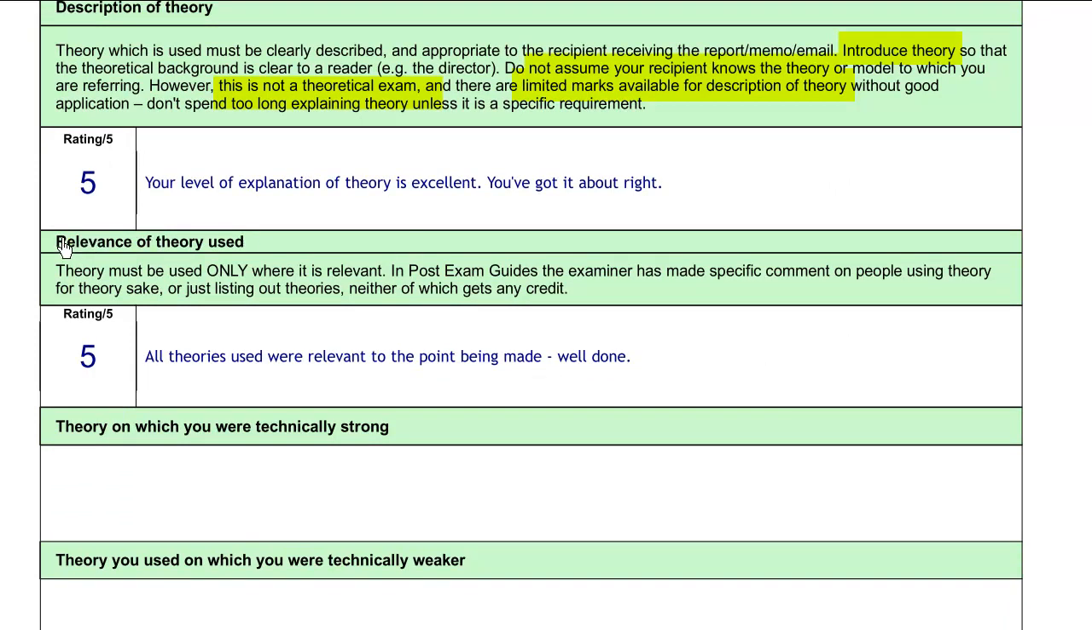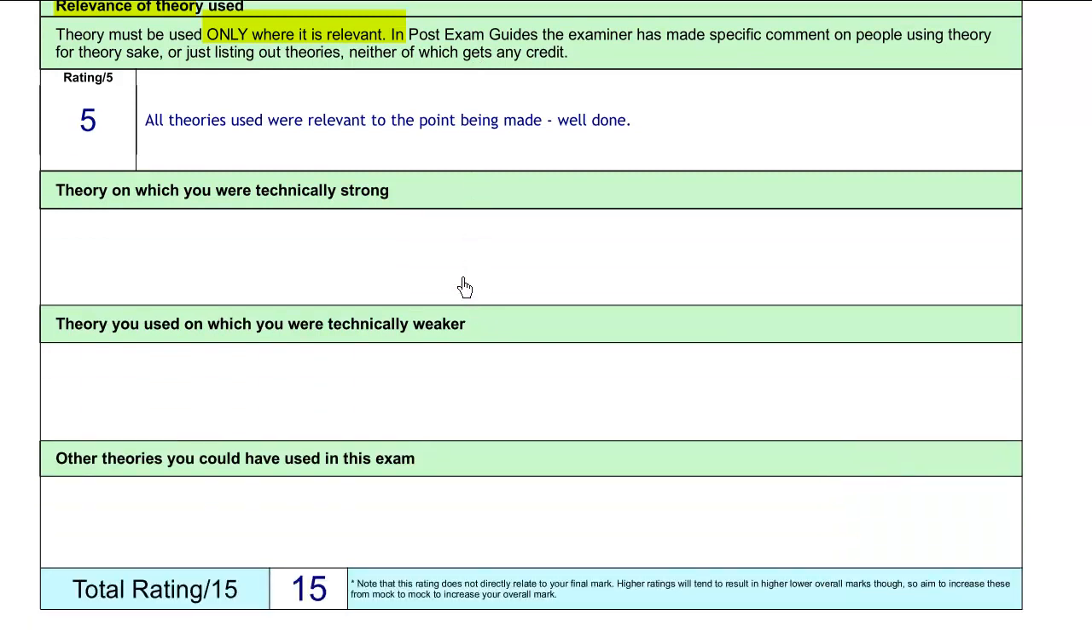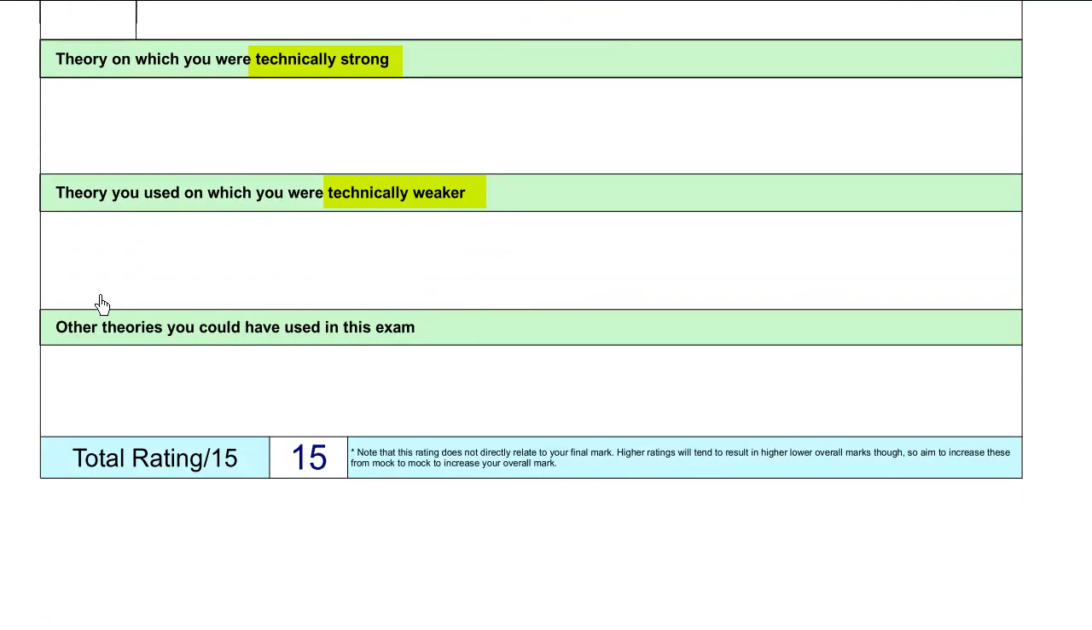Finally, it's the relevance of the theory. Only relevant theory will gain marks. And so are you picking up the right theory in the right ways? We will tell you on which theory you were technically strong and which ones you were actually weaker, of the ones that were either asked for in the exam or which you used in the exam, and suggest some other theories which you potentially could have used to have helped you. Again, to help you just master that theory section.